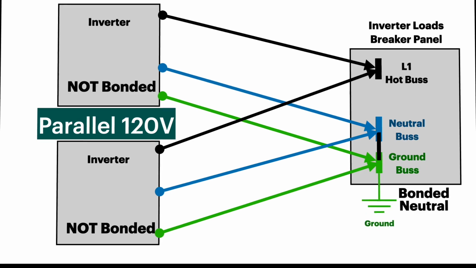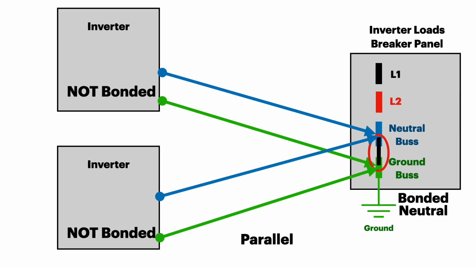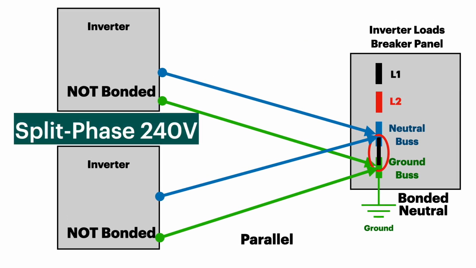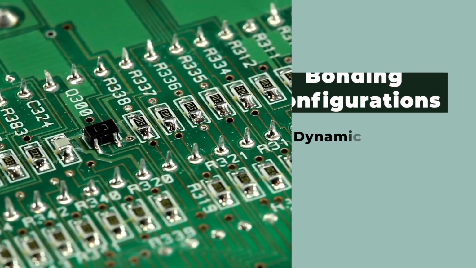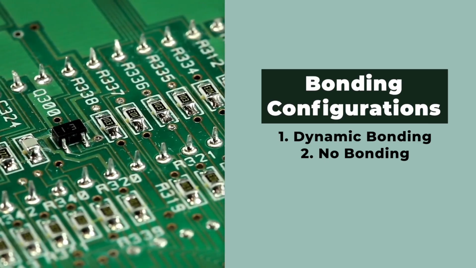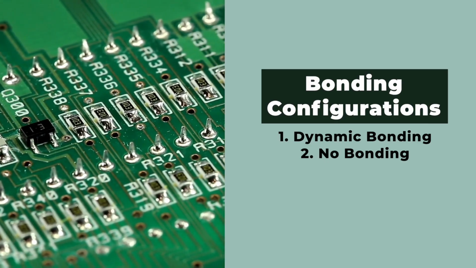Now, if we wanted to do this in split phase mode, it's almost the same thing. The only difference is we take line 1 from one inverter and line 2 from the other inverter. Of course, you have to put your inverters in the proper programming, and you run your communication cables and so forth. Okay, so our bonding configurations so far were dynamic bonding and no bonding.